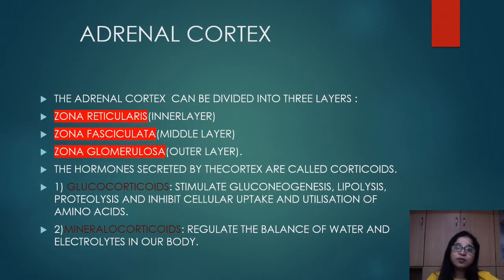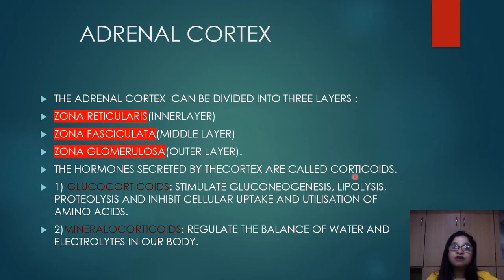So first let us talk about the adrenal cortex. Now the adrenal cortex, that is the tissue in the periphery of the adrenal gland, is divided into three layers. The innermost layer is called zona reticularis. The middle layer is called zona fasciculata, and the outermost layer is called the zona glomerulosa. Now this adrenal cortex secretes hormones which are called corticoids.